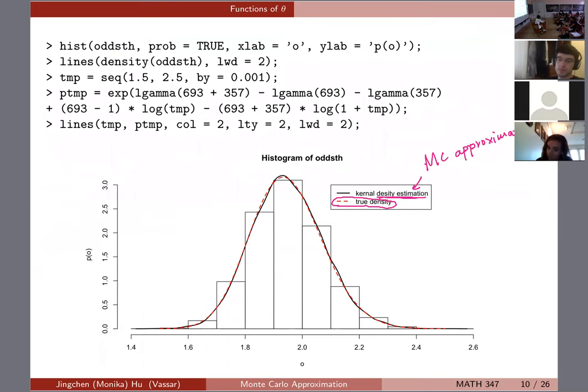Okay. So notice that, I don't know, has anybody tried using the density function in R before? Yeah, so how does that work, and how does that help you see the difference between density and the histogram?